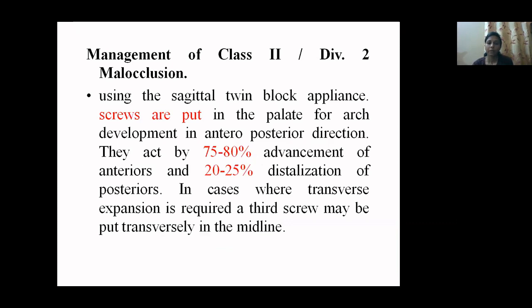For class 2 division 2 malocclusion, a sagittal twin block appliance can be given. Screws are put in the palate for arch development in the anteroposterior direction also.